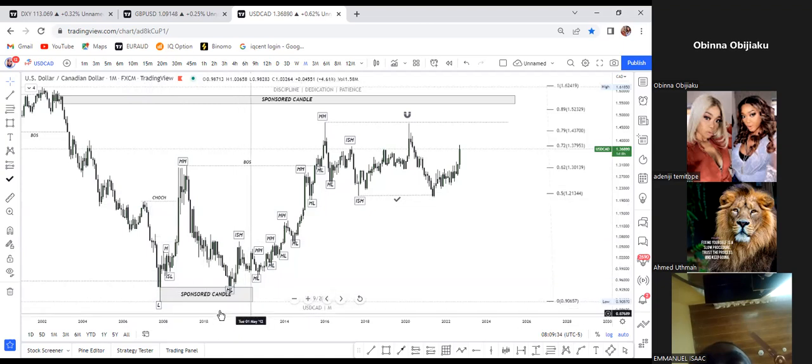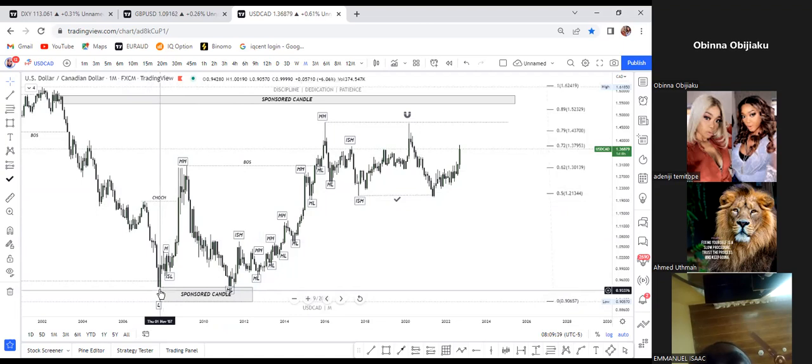Now, what is their next point? After a structure is taken out, they return back and mitigate this rejection block. They return back and mitigate this rejection block. Then when you're seeing price coming down like this, you know this is a corrective move.